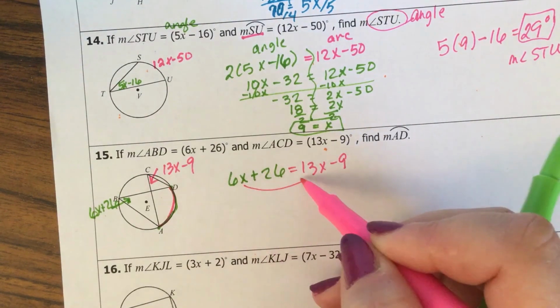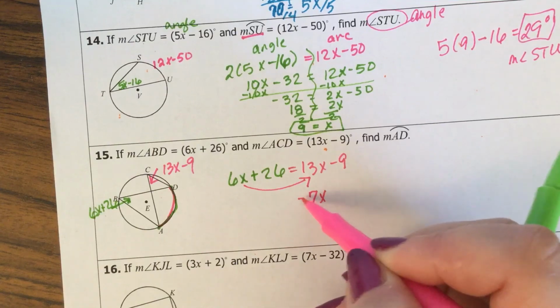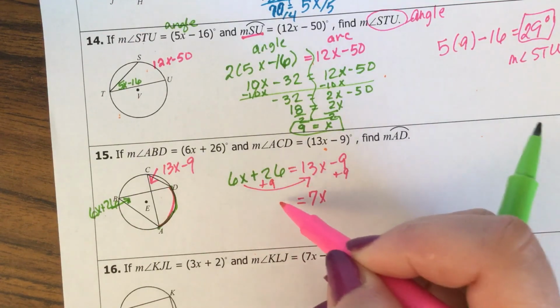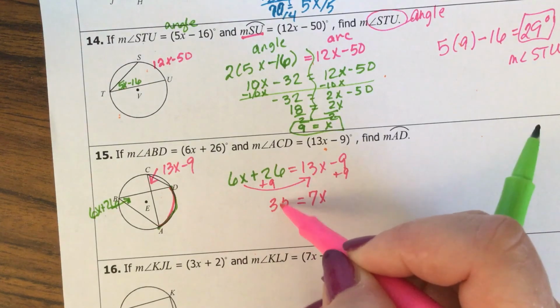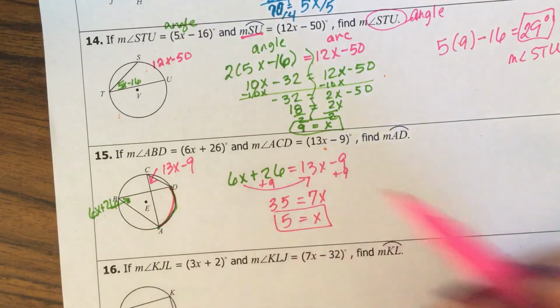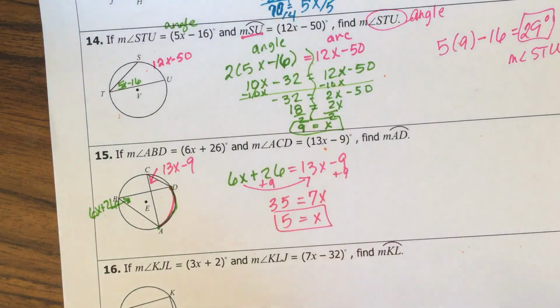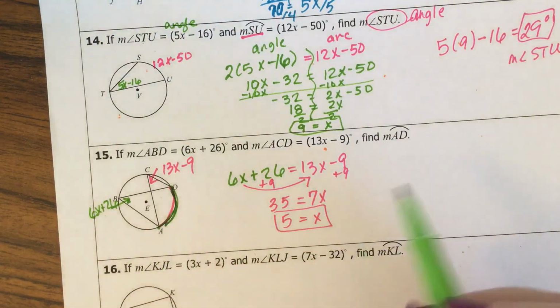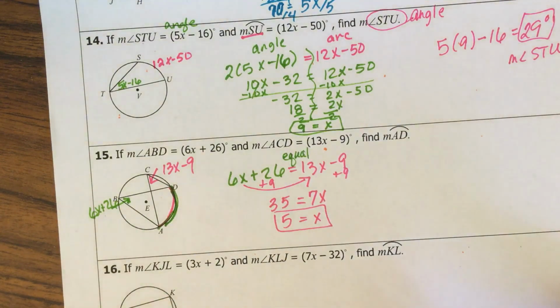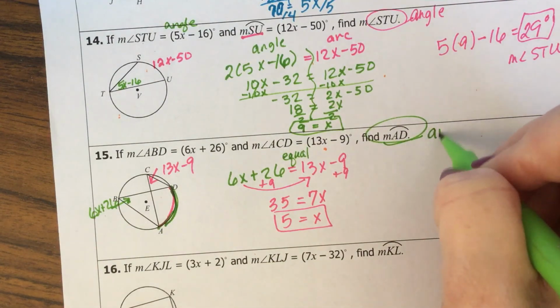If I subtract my 6x over here, I get 7x. Add my 9 to both sides. So we end up with 35 divided by 7, and x is 5. Because they intercepted the same arc, I could set these equal. They're actually asking us for the arc.